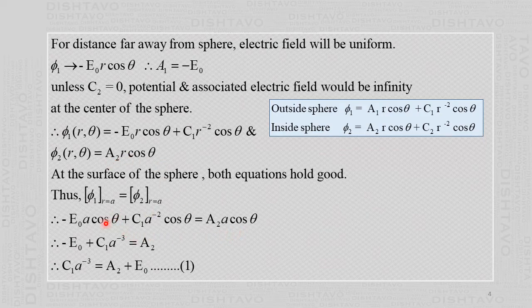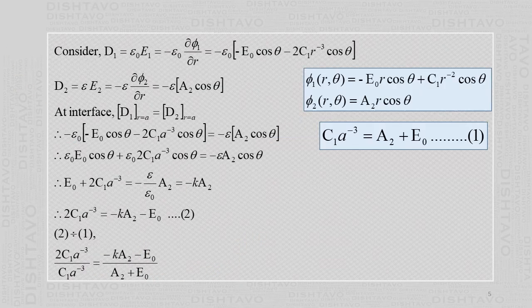Then cos theta cancels. Then you divide by a throughout. So this a and this a cancel. When you divide by a here, it will become a raised to minus 3. So minus E0 plus C1 a raised to minus 3 equals A2, and C1 a raised to minus 3 equals A2 plus E0. We call this equation 1.